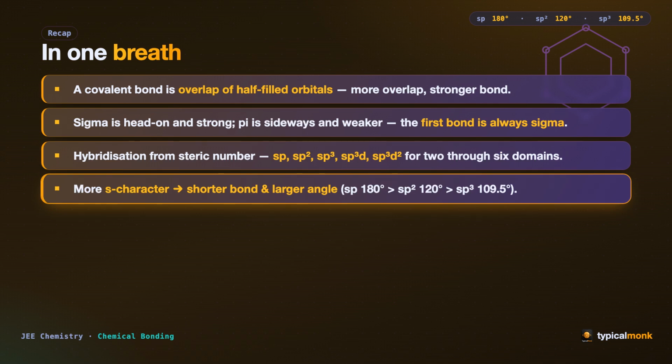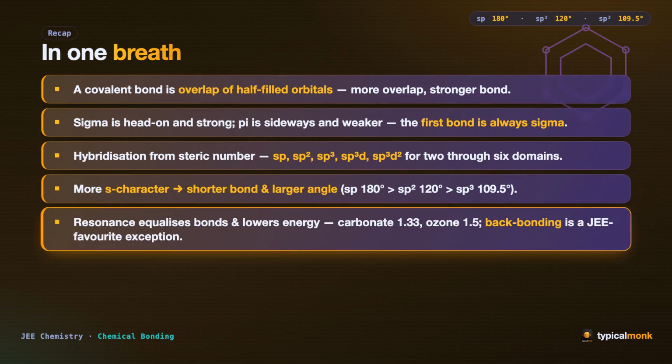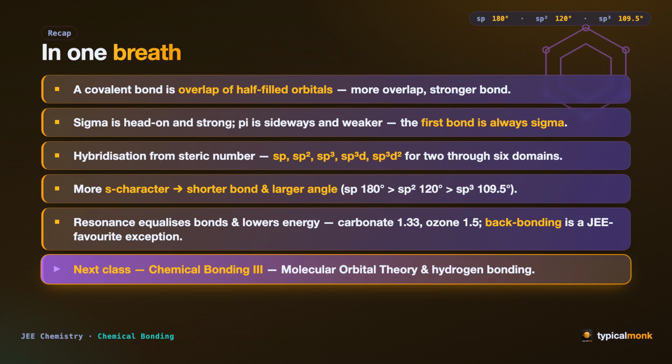More s character means a shorter bond and a larger angle, 180 degrees for sp, 120 for sp², 109.5 for sp3. Resonance equalizes bonds and lowers energy. Carbonate at bond order 1.33, ozone at 1.5, and back bonding is the G favorite exception layered on top of it all. And next class, the third and final step of bonding, molecular orbital theory, where electrons belong to the whole molecule, and hydrogen bonding, the gentle force behind water itself.